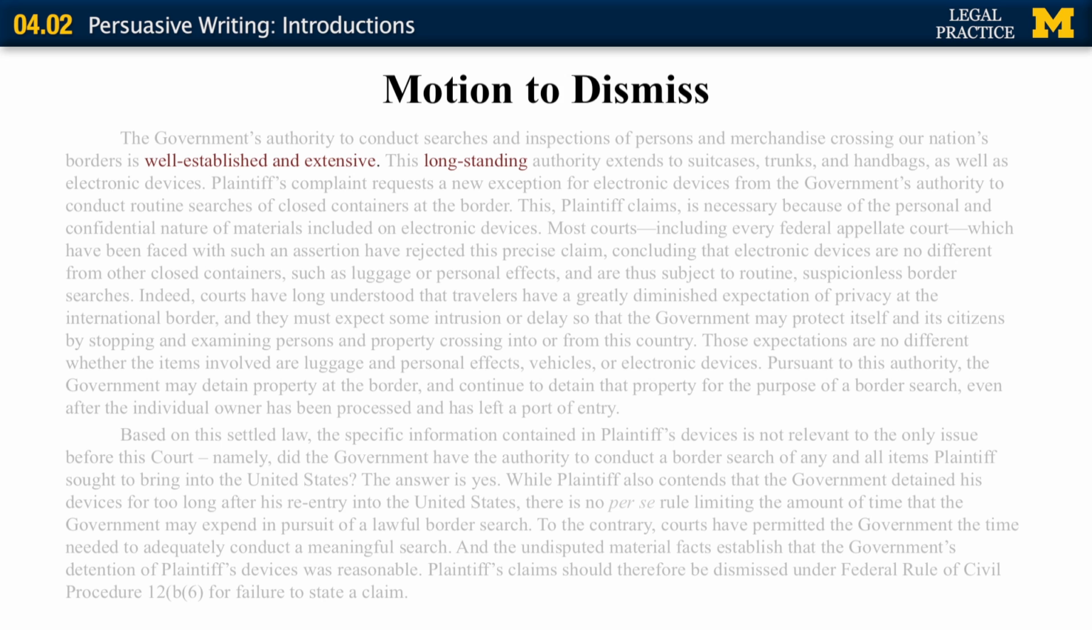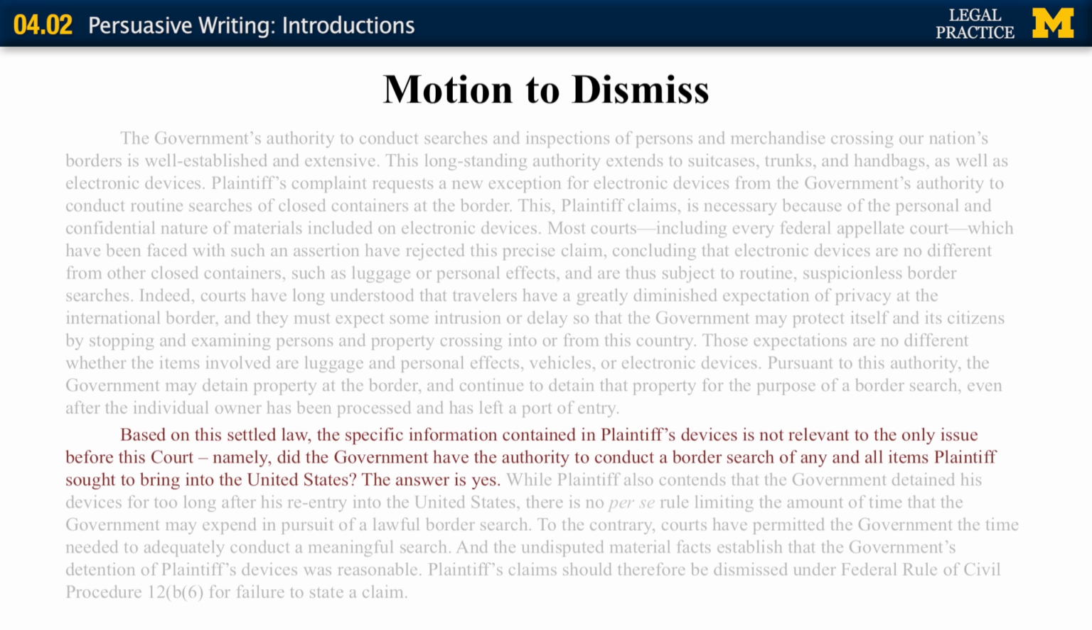Notice also that in focusing on the law and in providing the background information about the case, the government uses persuasive language and framing. So it emphasizes in multiple places that the law is very much in the government's favor. It uses phrases like well-established and extensive and long-standing to describe the government's authority to conduct searches and seizures of things at the borders. It describes the plaintiff's request as asking for a new exception to long-standing settled law.